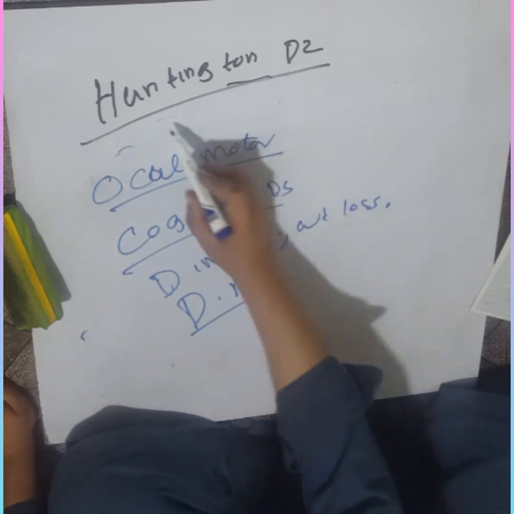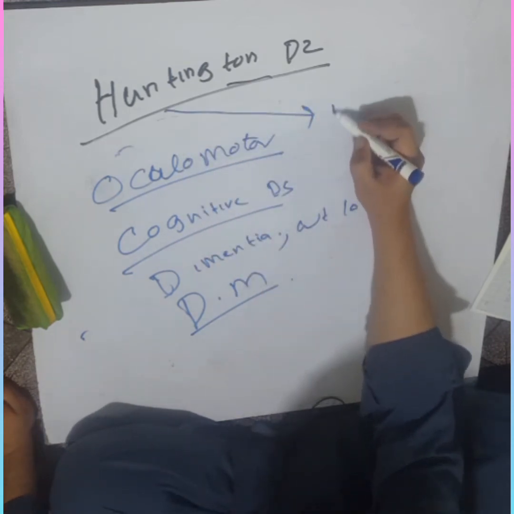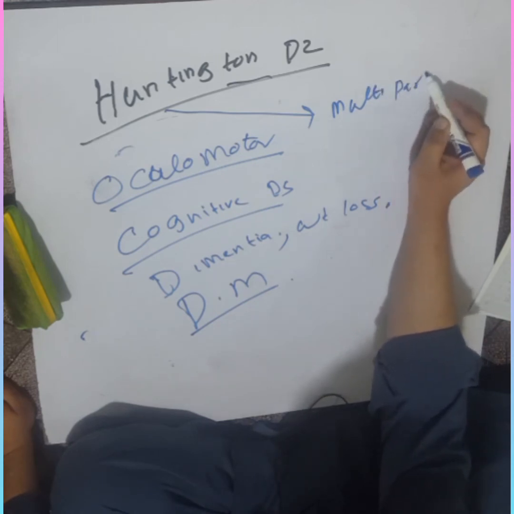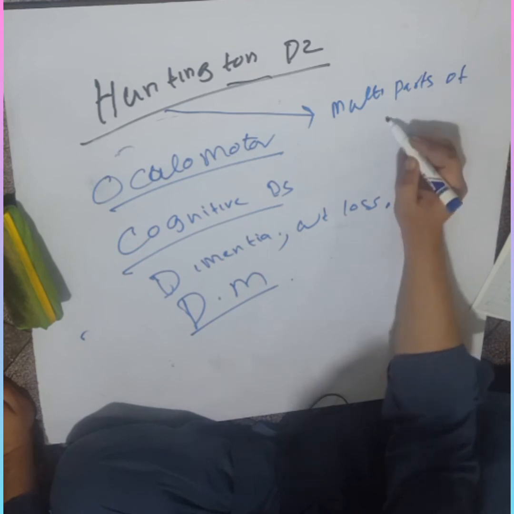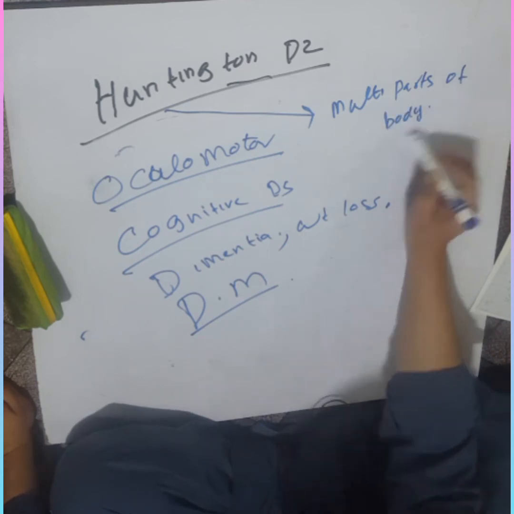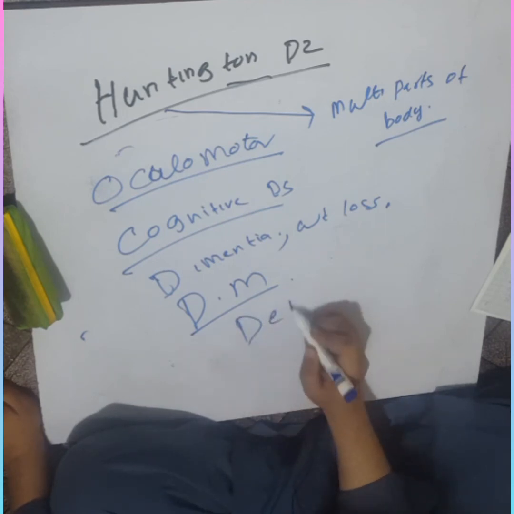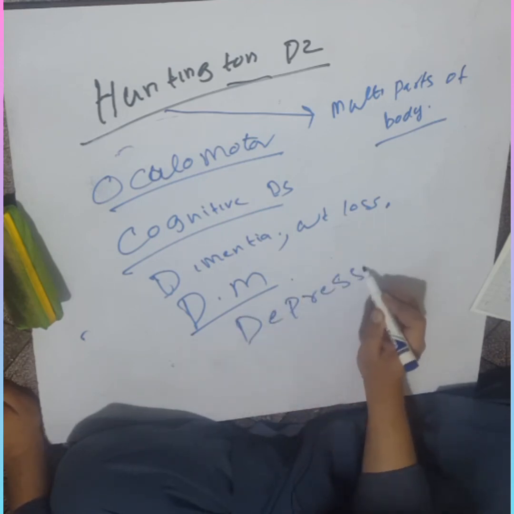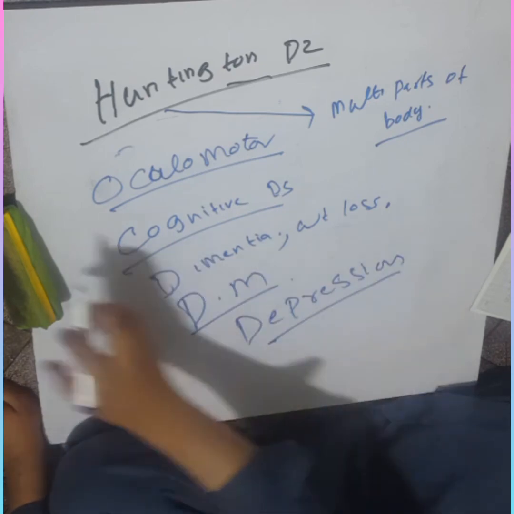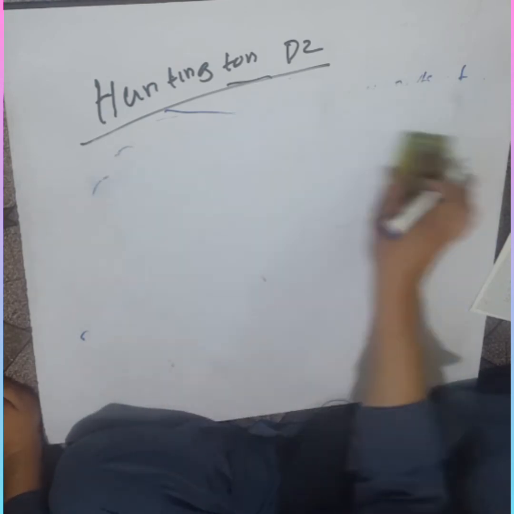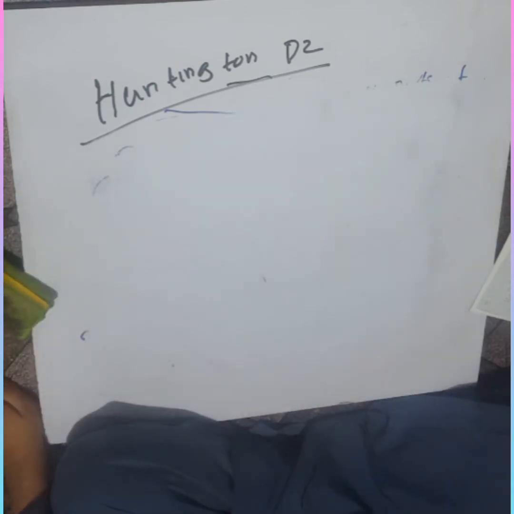because Huntington disease involves multiple parts of the body. Depression may occur. Depression, psychosis, and impaired social thinking will develop. The family history is positive in cases of Huntington disease.